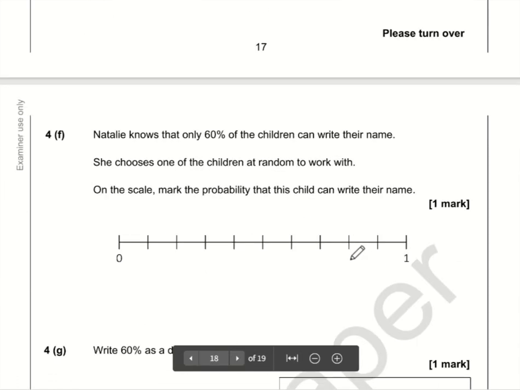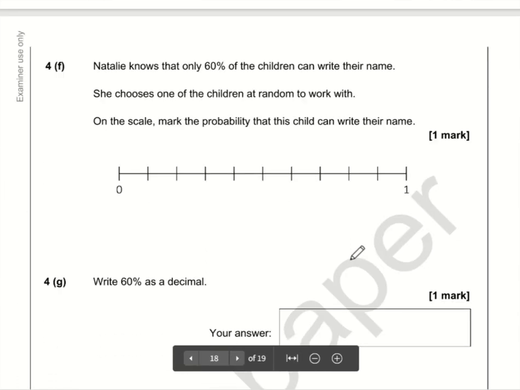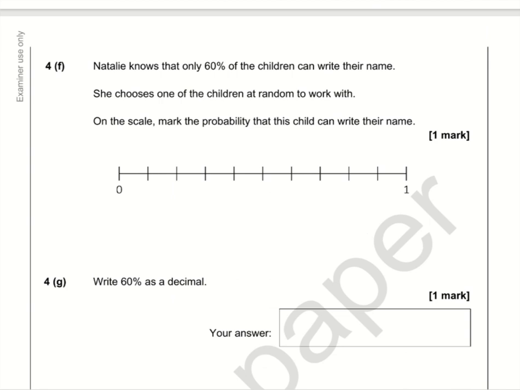And now for part F. Natalie knows that only 60% can write their name. And so what's the probability that this child can write their name? So 60%, so that is 6/10. So it's going to be somewhere along this scale. 1, 2, 3, 4, 5, 6, 7, 8, 9, 10. Yeah, I was expecting it to be chopped into tenths. So 1, 2, 3, 4, 5, 6 is going to be this point here.